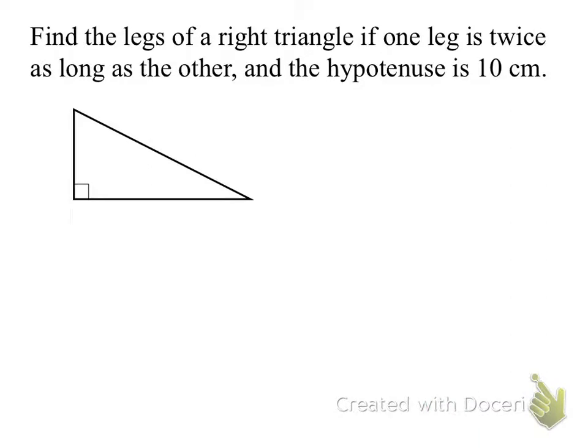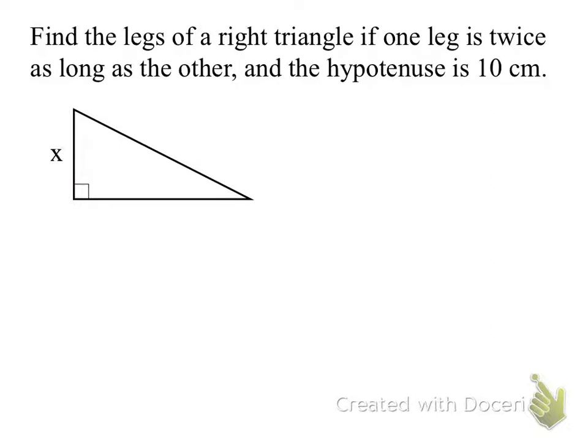I'm just going to show you how to translate this. I'm not going to do the Pythagorean Theorem with you. Find the legs of a right triangle if the hypotenuse is 10 and one leg is twice as long as the other. How would I label it? The hypotenuse would be 10. Then the longer of the two legs would be 2x, and the shorter would be x. Good.